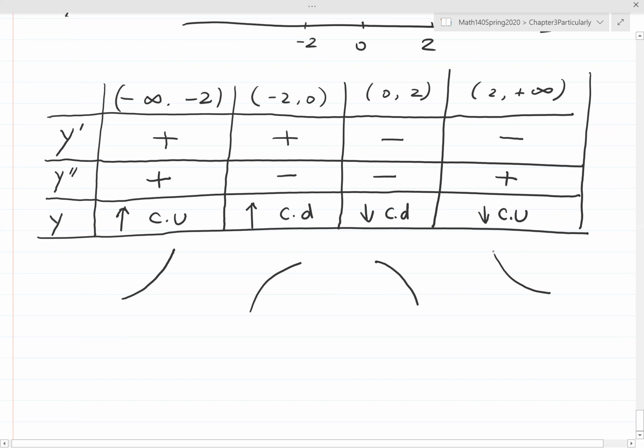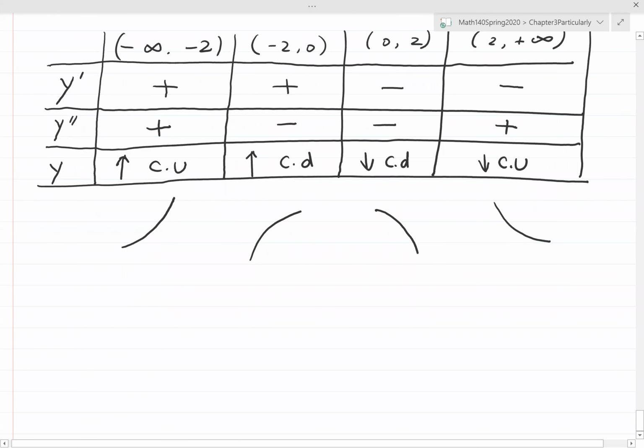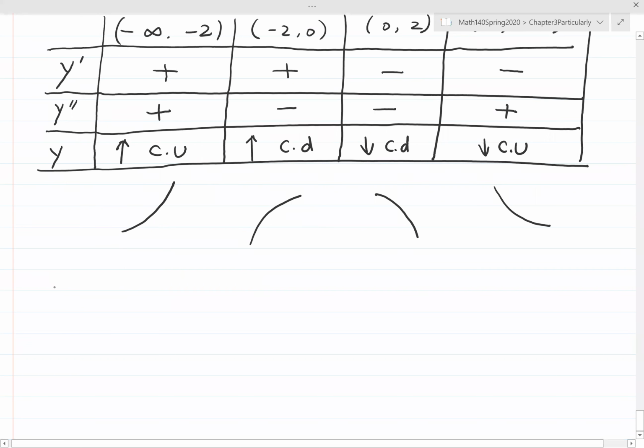Another thing is, do we have vertical or horizontal asymptotes? Vertical asymptotes.